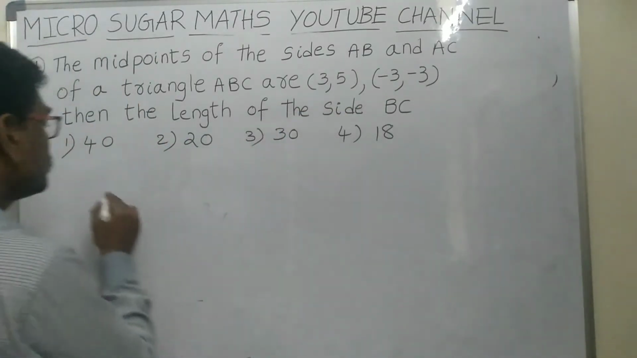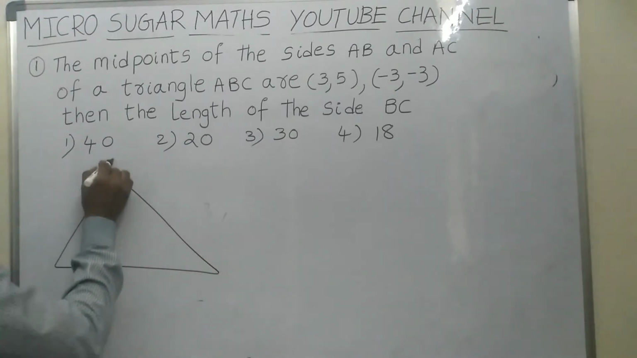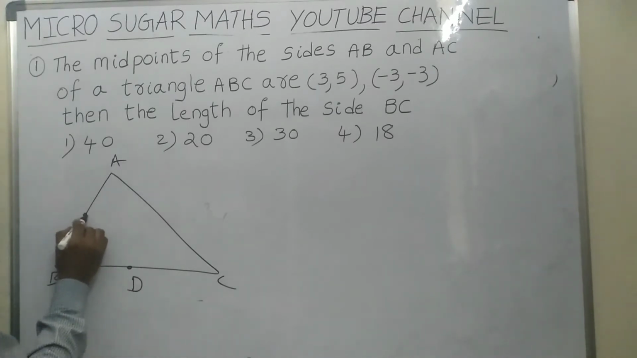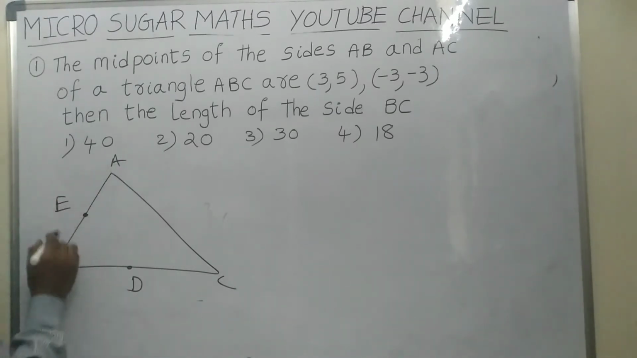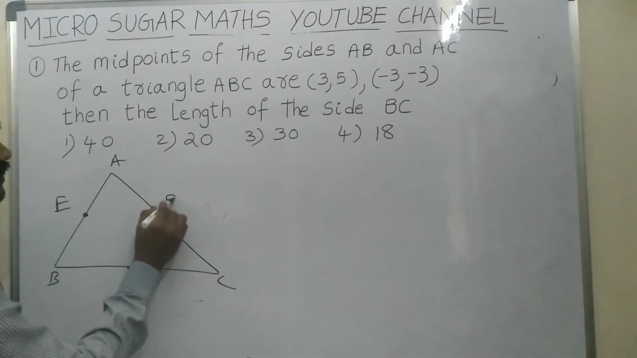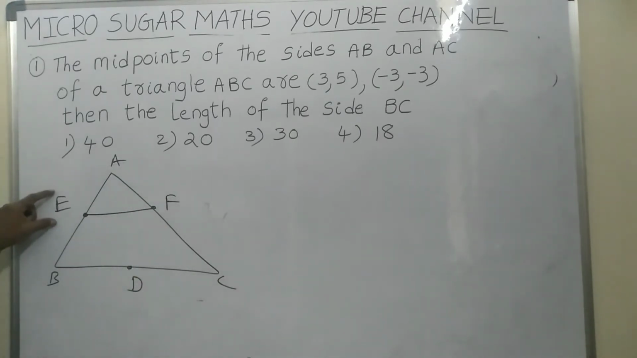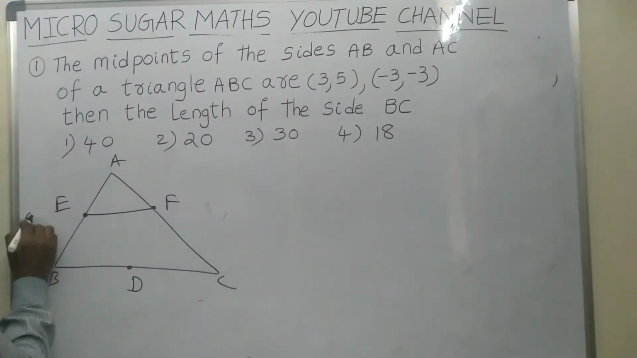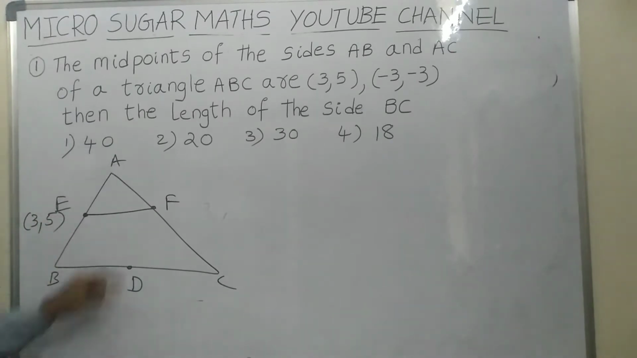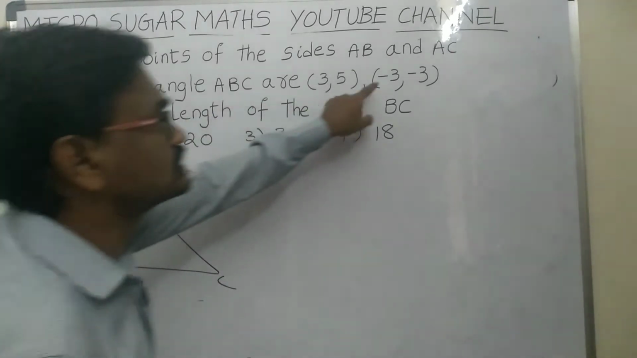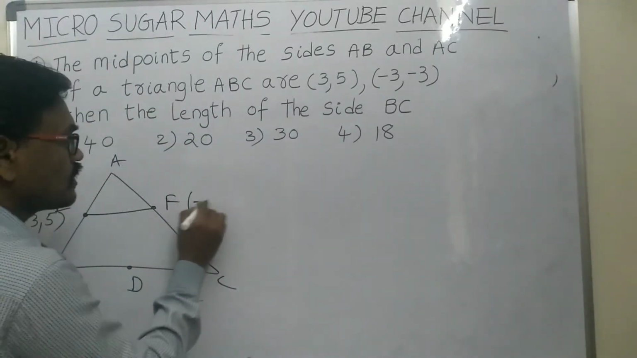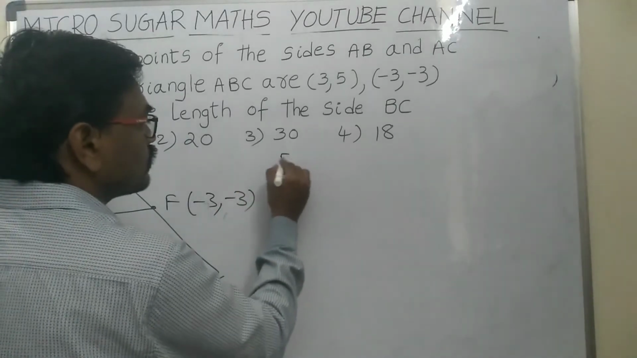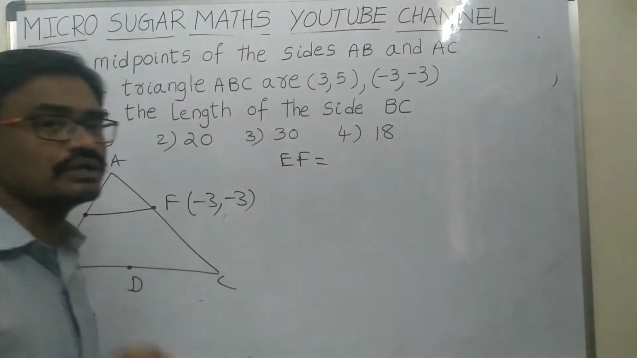First of all, take triangle ABC. Let BC midpoint be D, AB midpoint be E, and AC midpoint be F. Now students, what is your E? AB midpoint is given as (3, 5), so take E as (3, 5). What is F? AC midpoint is given as (-3, -3). Now students, first find out the EF length using distance between 2 points.